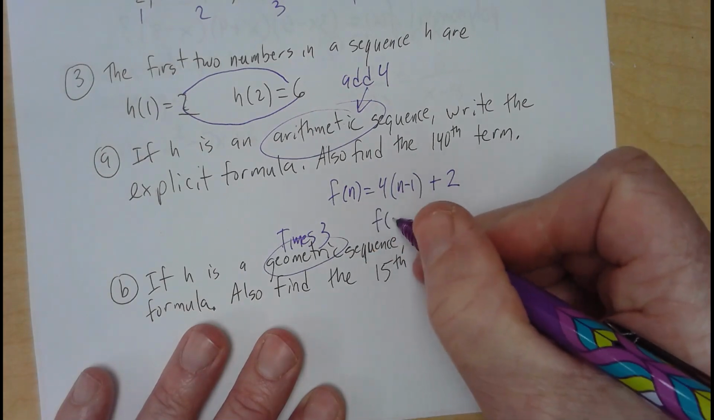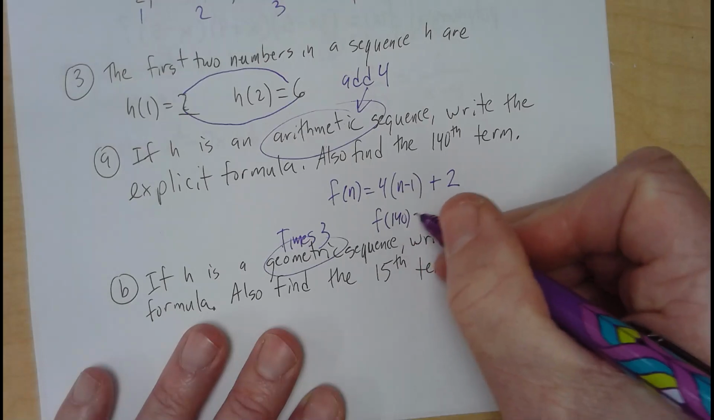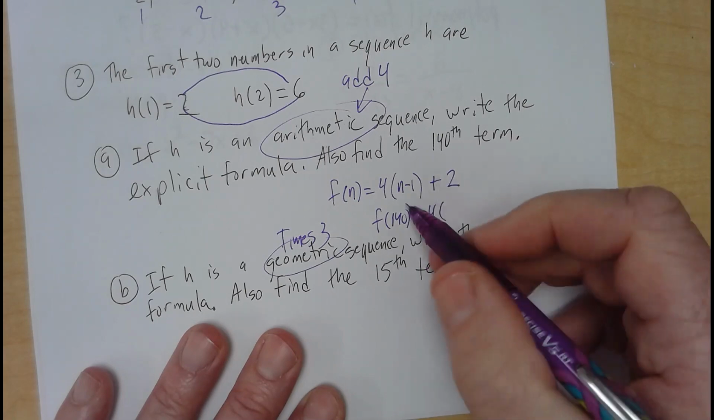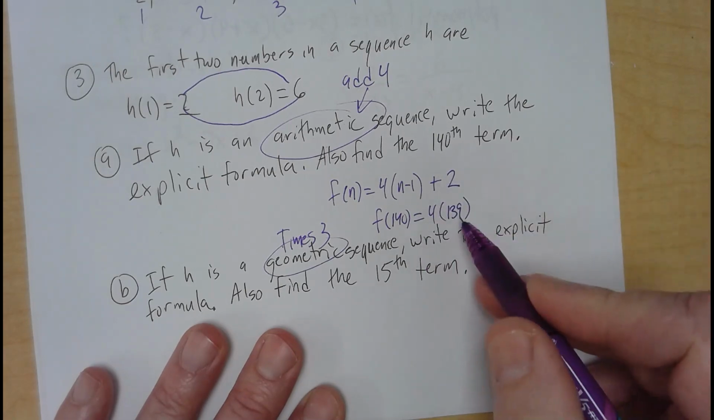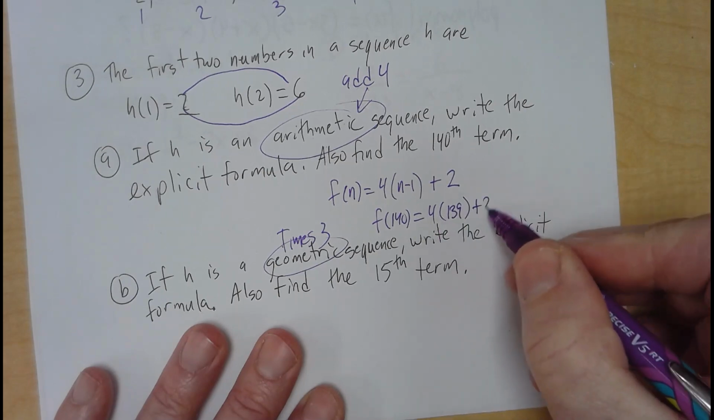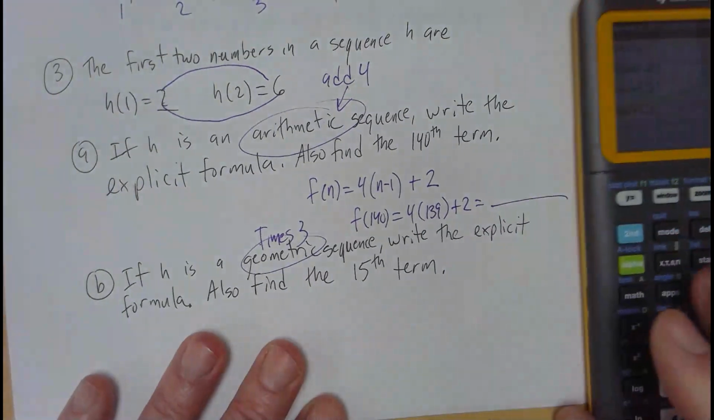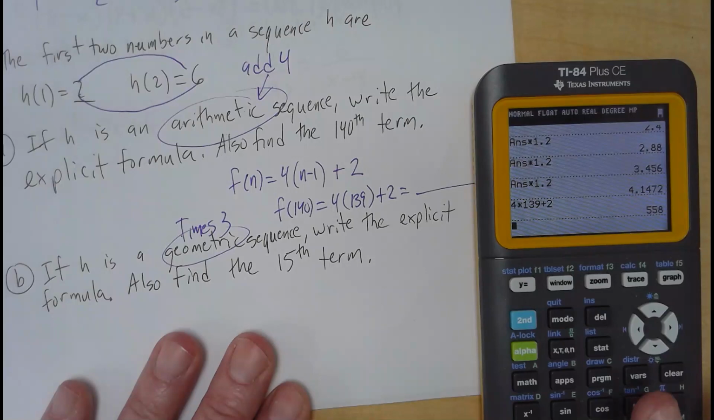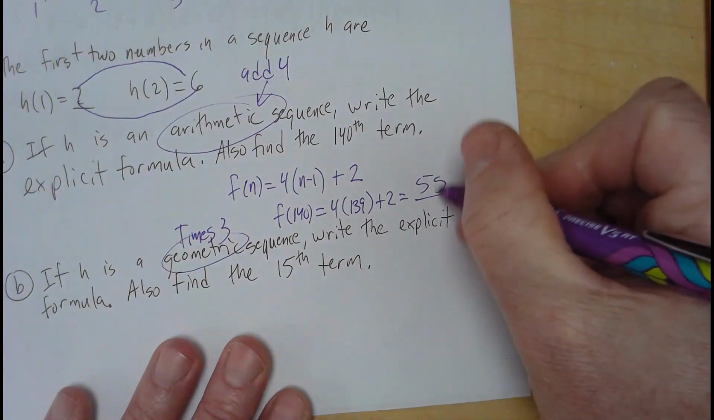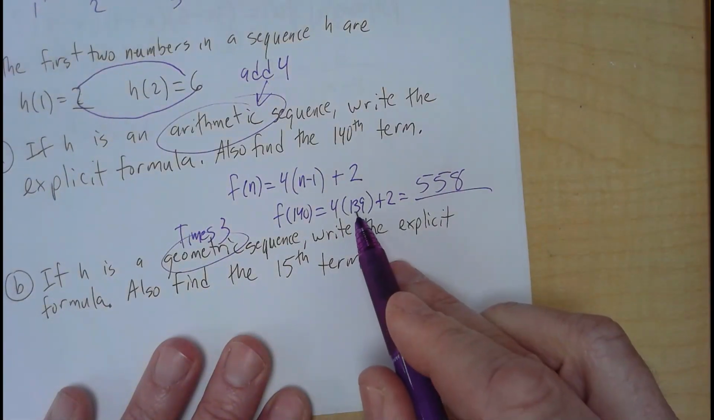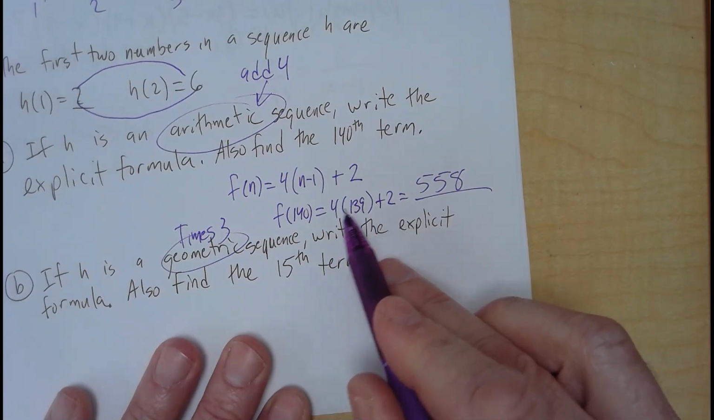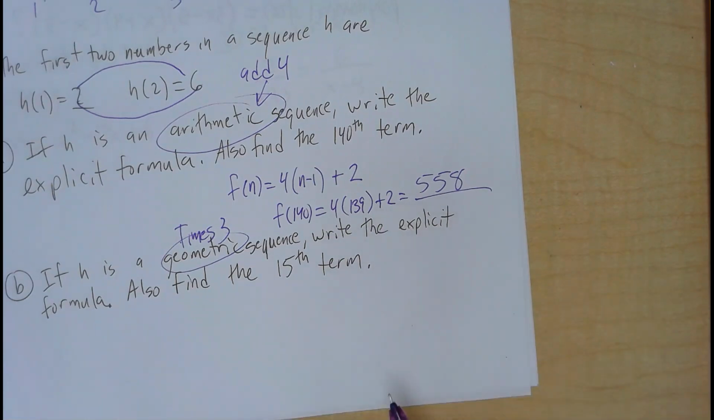Then we do f of 140, which means you're not adding 140 times 4, you're doing 139 of them. So 139 4s are being added to 2 to make the number in the sequence. So we got to multiply this out. 4 times 139 plus 2 equals 558. So again, you're not adding 140 4s, you're adding one less, 139 4s to the initial term of 2.